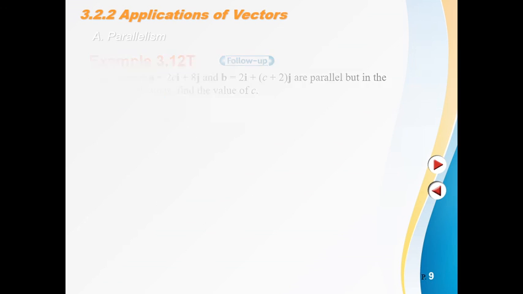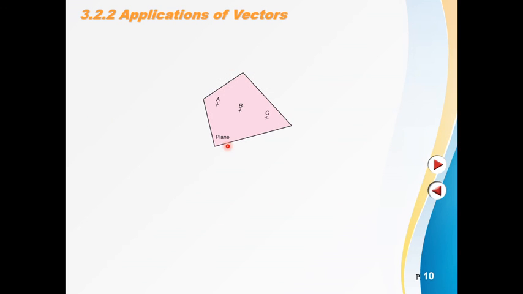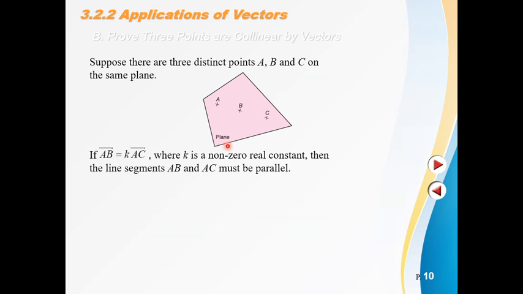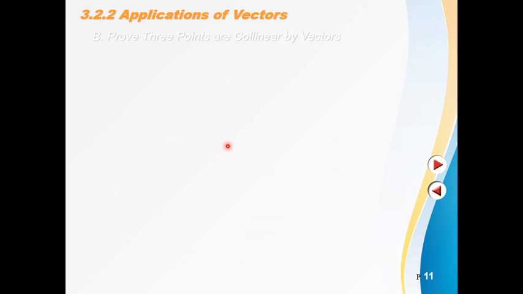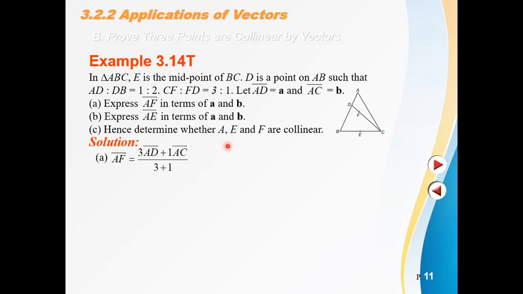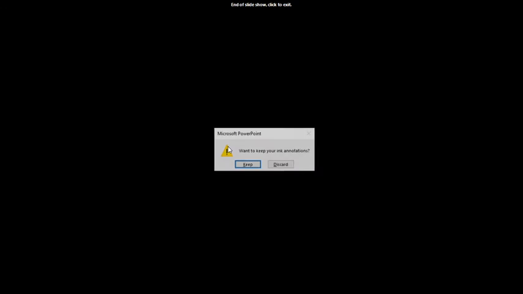Okay, so these are common examples I gave to show parallelism and the 3-point and the collinear nature of a vector. So feel free to go through them and meet us in module 3.